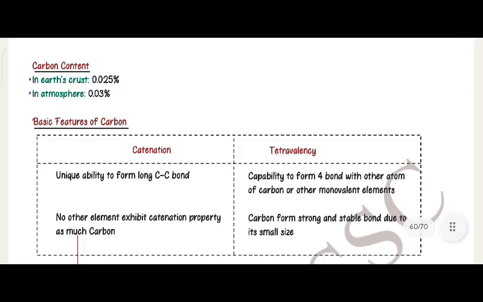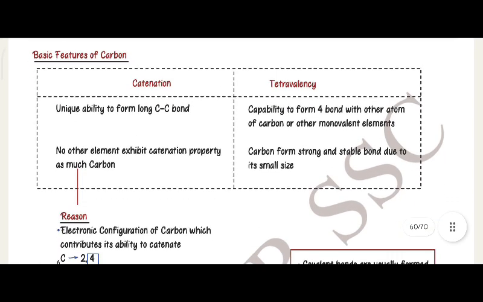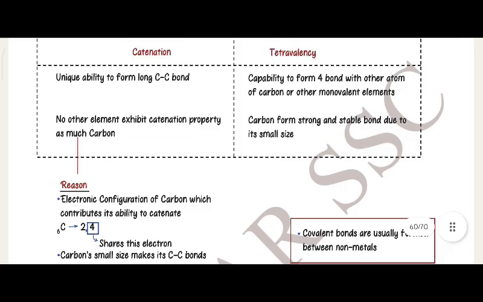Carbon content in the earth's crust is 0.025%, and in the atmosphere 0.03%. Basic features of carbon: catenation and tetravalency. Catenation is the unique ability to form long C-C bonds. No other element exhibits the catenation property.